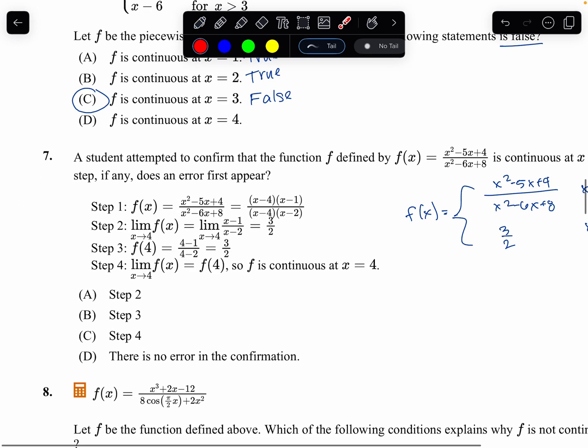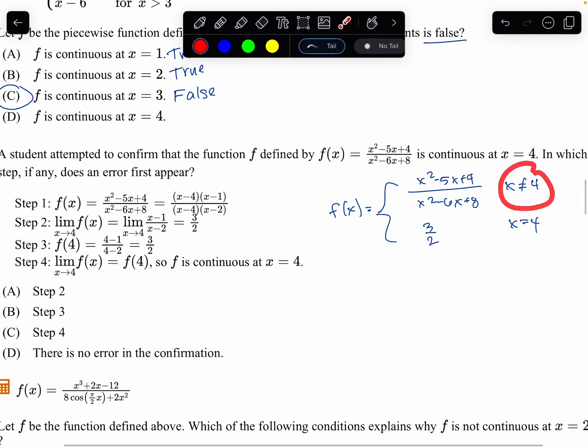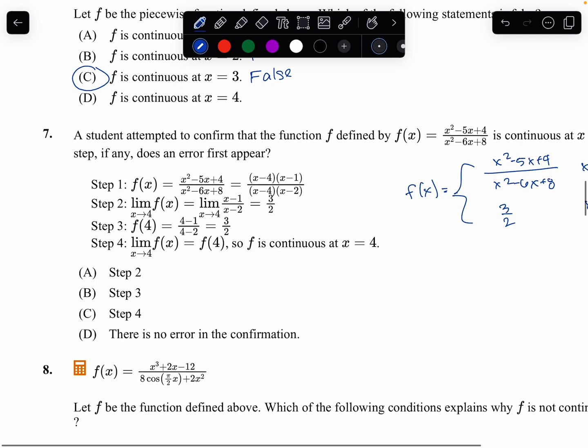Now, what this student is doing wrong is that he is pretty much overlooking this function right here. He's plugging in 4 into this function, but this function and this function are only the same when x does not equal 4. So he's plugging it into a function that is not the one we want, because we're essentially trying to figure out if this function is defined at 4, but that's not the case. So step 3 is his problem right there.